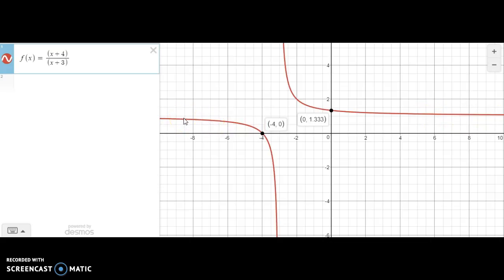Then you are going to find your end behavior. So as x approaches -infinity, y is approaching 1. As x approaches -3, y is approaching infinity and -infinity. And then as x is approaching infinity, y is approaching 1. So that is how to find key features by looking at a graph.